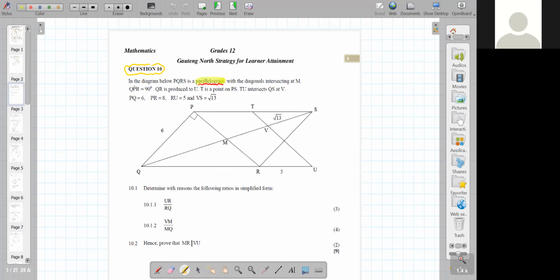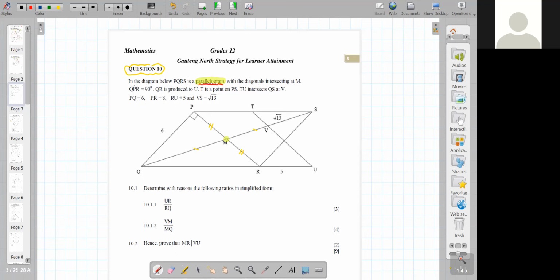So we can even highlight it again. And then diagonals intersect. So diagonals intersect at M. That's another property of parallelogram. So diagonals bisect each other in a parallelogram. So I can tell you PM is equal to MR. And on the other side, QM is equal to MS. So diagonals bisect each other.